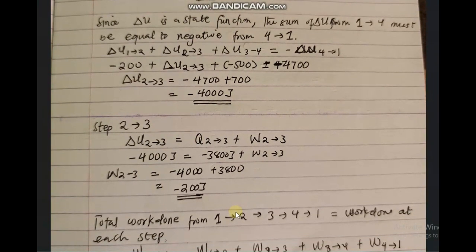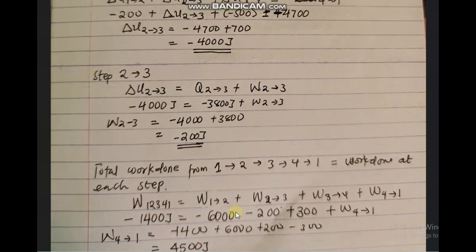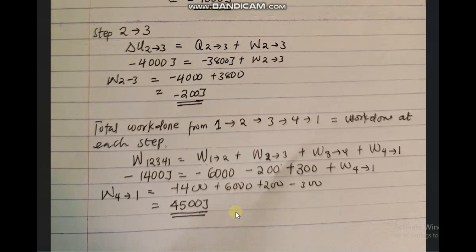Okay, now there is another concept to also apply. At the bottom, we are given the total work done from step 1 to 2 to 3 to 4 to 1 again. We are given the total work done to be equal to negative 1400 joules. But we know that the total work done in the whole process will be equal to the work done at each step. So the total work done from 1, 2, 3, 4, 1 should be equal to the work done between step 1 to 2 plus the work done between step 2 to 3 plus the work done between step 3 to 4 plus the work done between step 4 to 1. You add all of them, that should be equal to the total work done.